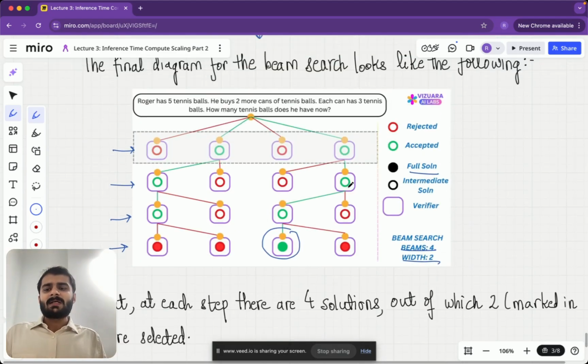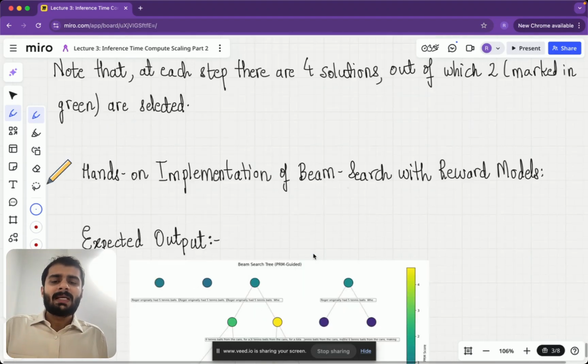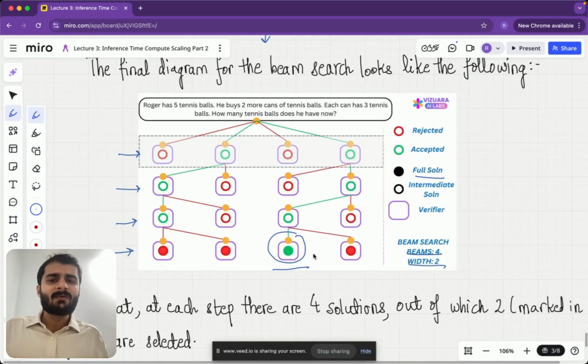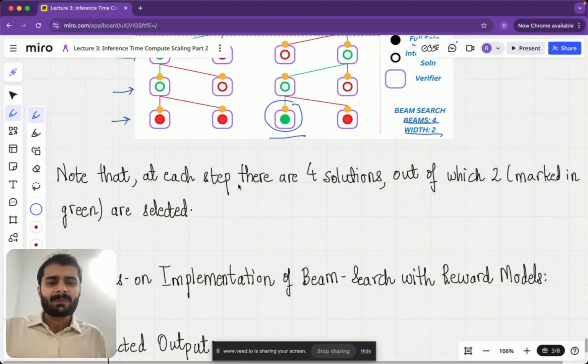Okay, so this is how beam search can be used to explore multiple reasoning paths and then finally come up with the best answer. And now, in the next step, we are going to look at a hands-on implementation of beam search with process reward models. Again, all of these are process reward models because we are scoring each step. We are not just scoring the final answer. So that's why we have employed process reward models in this methodology.